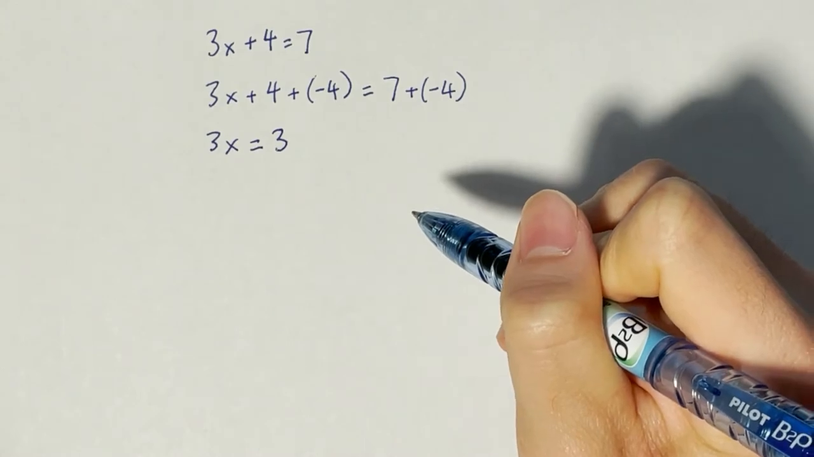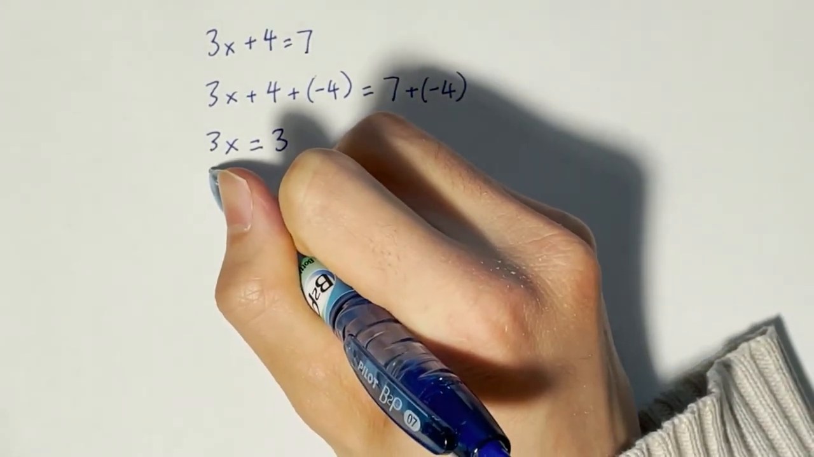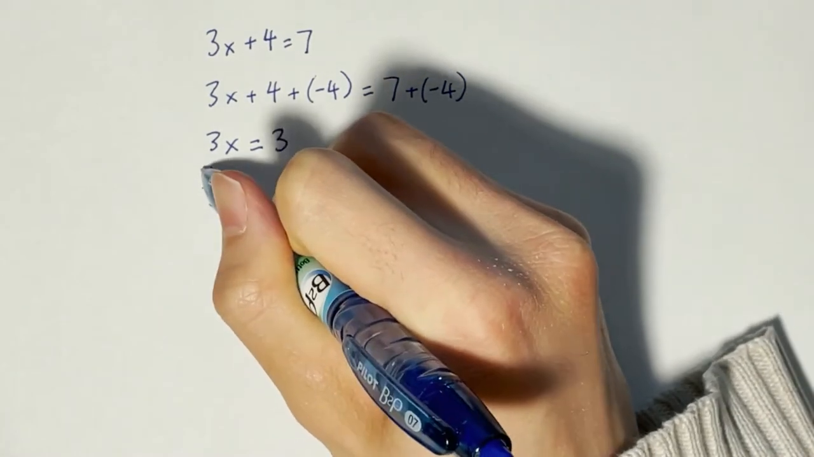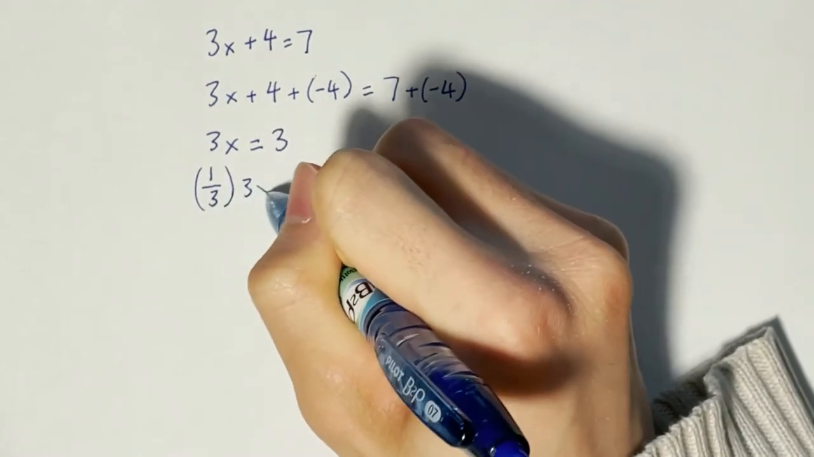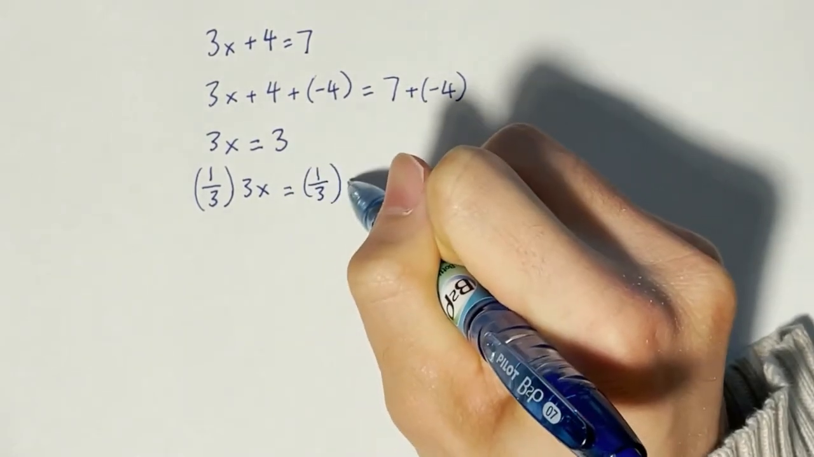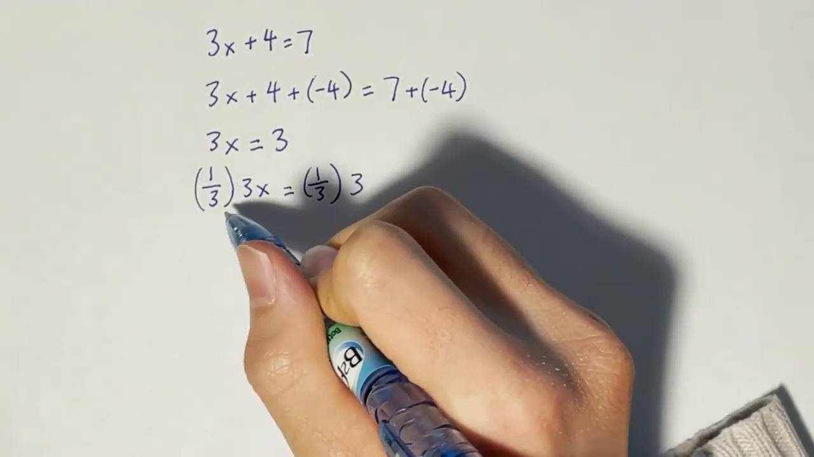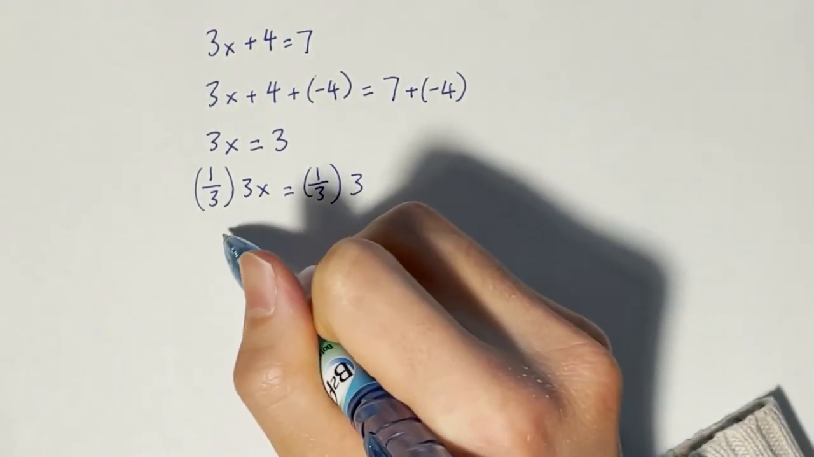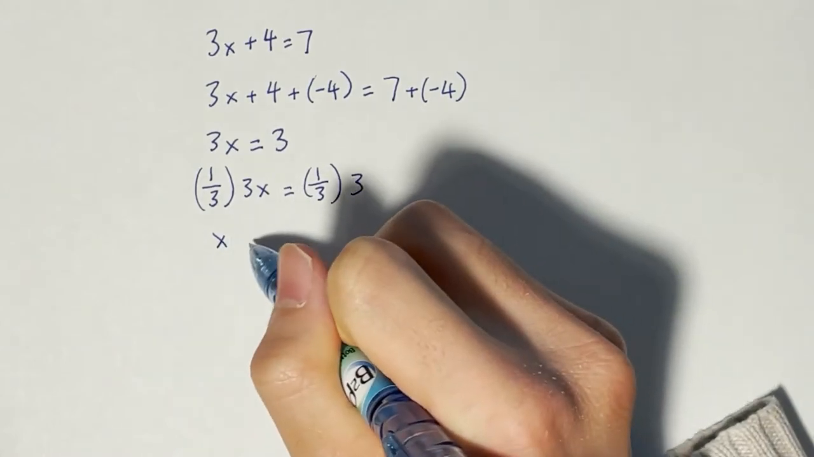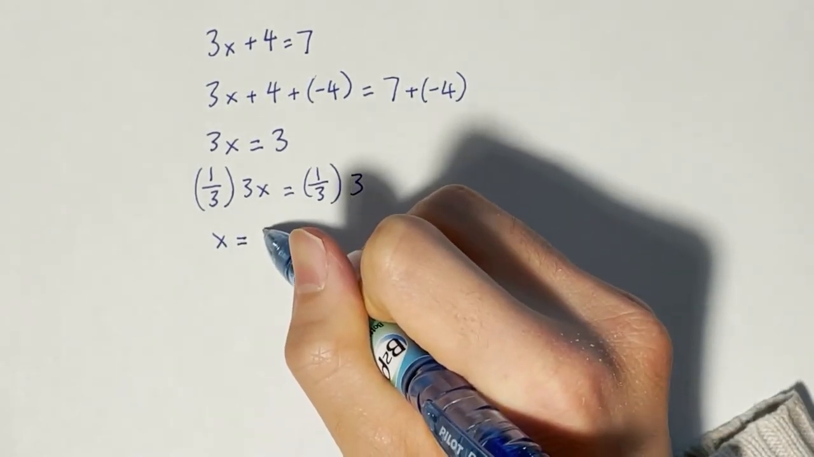Now from here, I can multiply both sides by 1/3. So I will have 1/3 times 3x equals 1/3 times 3. And on the left-hand side, 3 times 1/3 leaves me with 1, so I have x left on the left-hand side. And on the right-hand side, I have 1/3 times 3, and I'm left with 1.